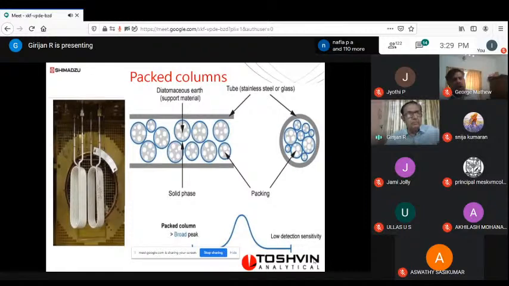Okay, and you see the shape of the peak you are going to get on a packed column. At the bottom I have shown one peak shape, which is a very broad peak. Normally packed columns will not give you a sharp peak. Normally it's a broad peak. You can see that. Because when the peaks are broader, your sensitivity automatically goes down.